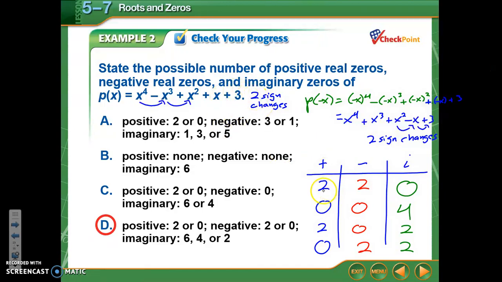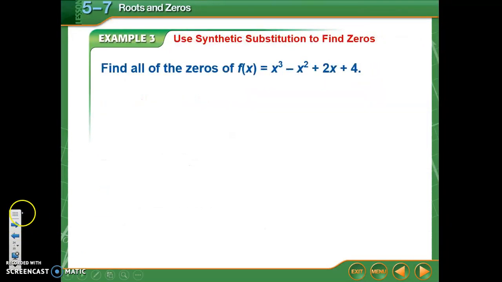You get 2 sign changes for p of x. You can either have 2 positive or 0 positive roots. You get 2 sign changes for p of negative x. You can have 2 negative roots or 0 negative roots. And then we use that to make our chart. So you do all of the combinations, 2 positives with 2 negatives, 0 positives with 0 negatives, 2 positives with 0 negatives, 0 positives with 2 negatives, and then you fill in the imaginary ones so that each row equals 4 possible zeros.